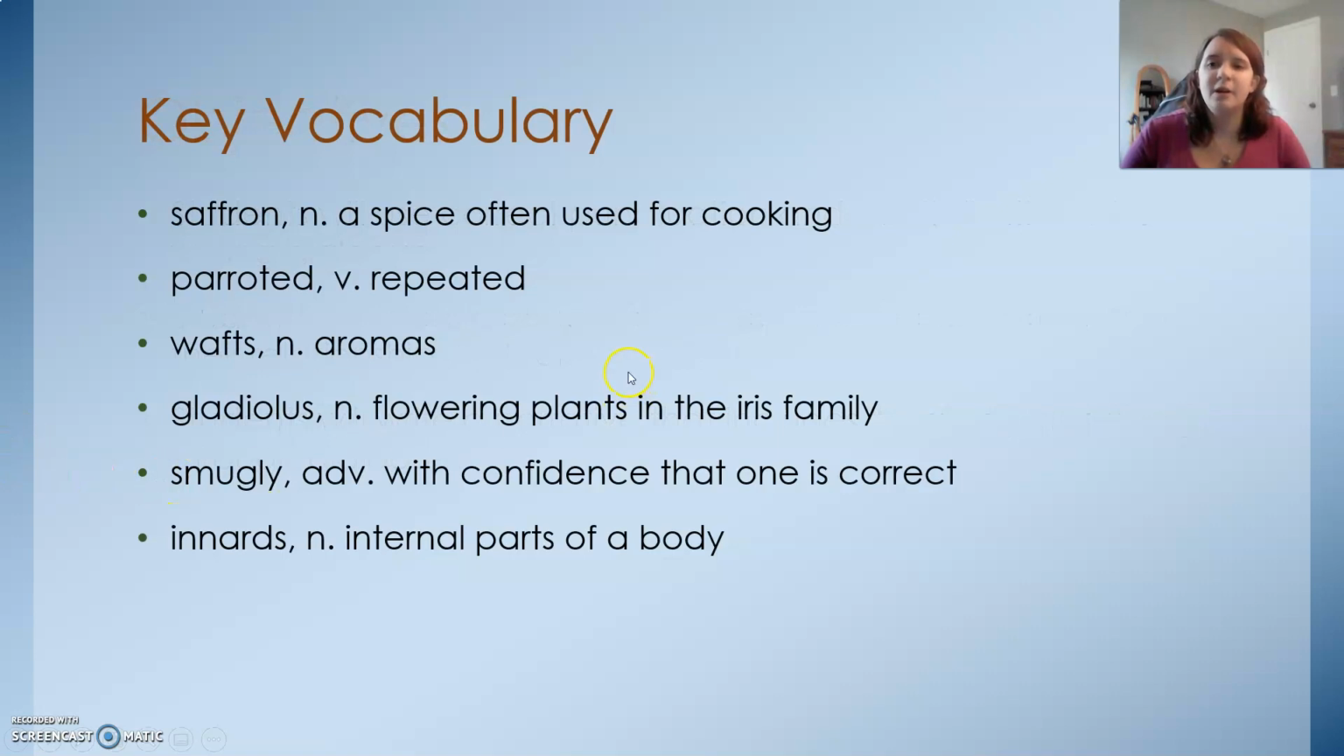Some key vocabulary. Saffron, a spice often used for cooking. Parroted, which is repeated. Wafts, which is aromas. Gladiolus, which are flowering plants in the iris family. Smugly, with confidence that one is correct. And innards, internal parts of a body.